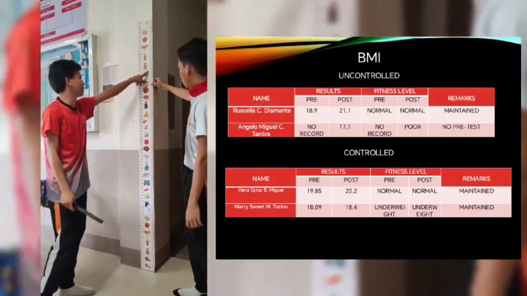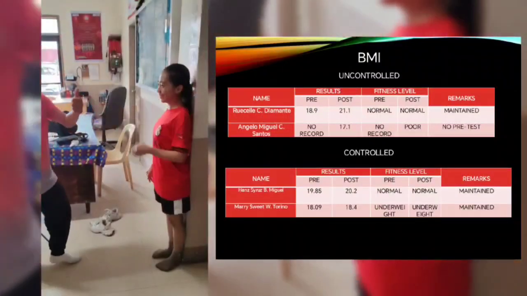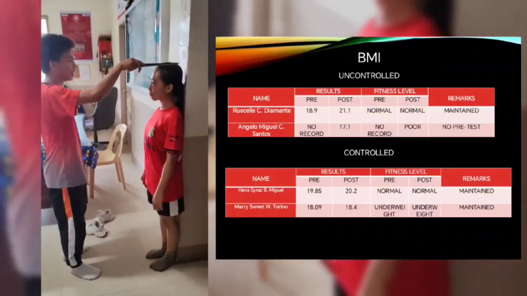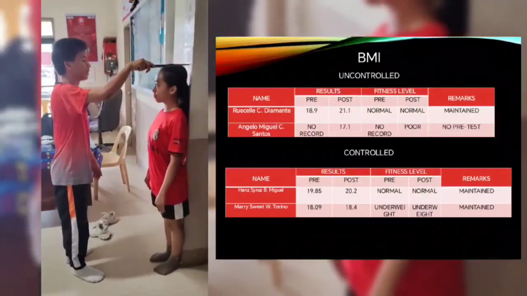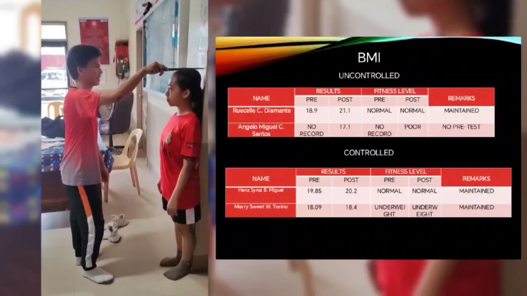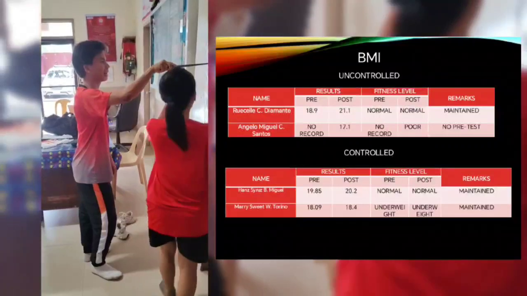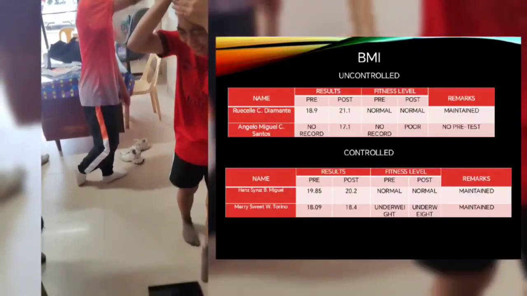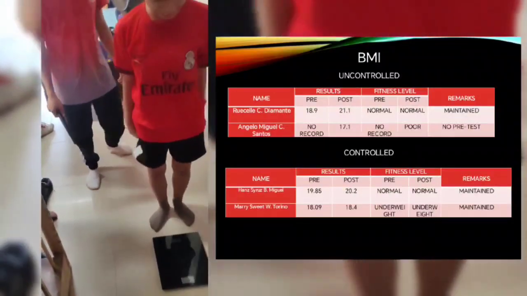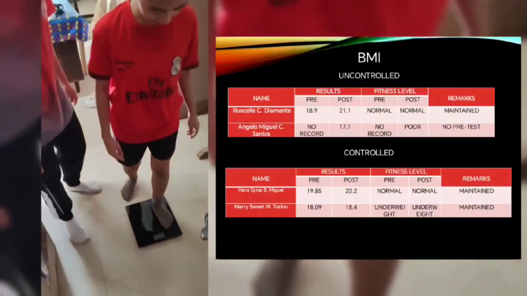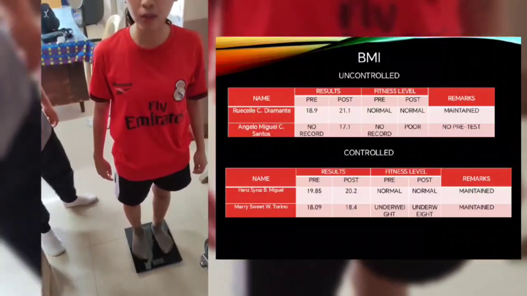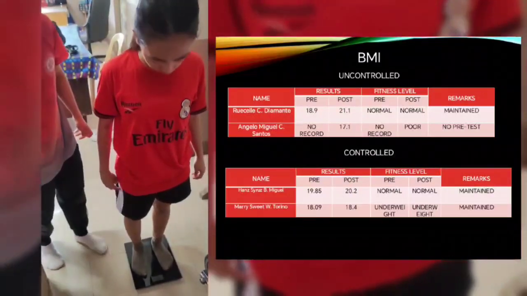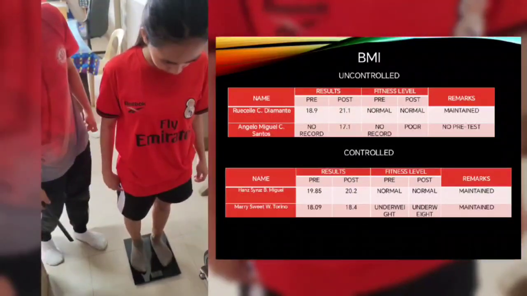Then next is Mary Sweet Torino. So her pre-test results is 18.09 and her fitness level is underweight. Next is her post-test results, which is 18.4 and her fitness level is underweight and her remarks is maintained. As for why it is still maintained, it is because she is not doing enough exercises.